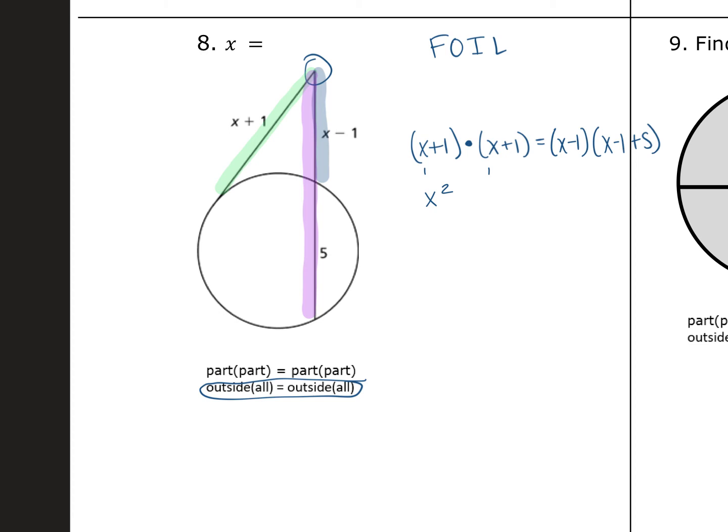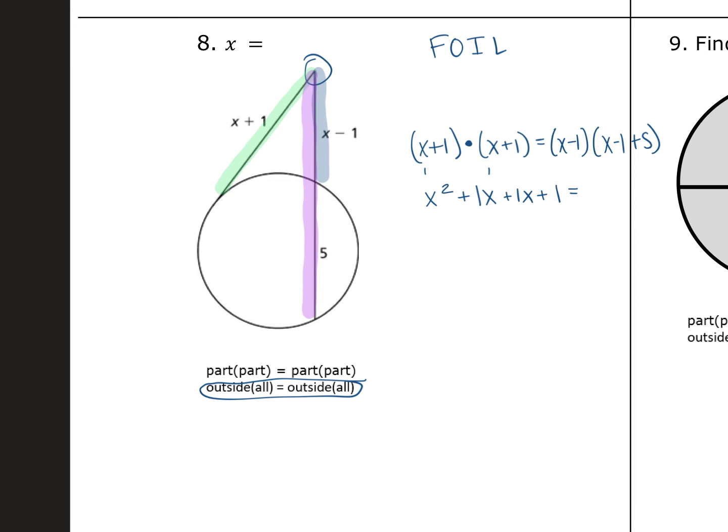The O in FOIL stands for outside. So we're going to multiply the x from the first one times the 1 at the end. So it's the outside numbers. So x times 1 makes 1x. The I in FOIL stands for insides. So we're going to multiply the insides. Again, it's a 1 and an x, so we've got another plus 1x. And then L stands for last. So it's the last number in each set of parentheses. So we've got 1 times 1, and that makes just 1.